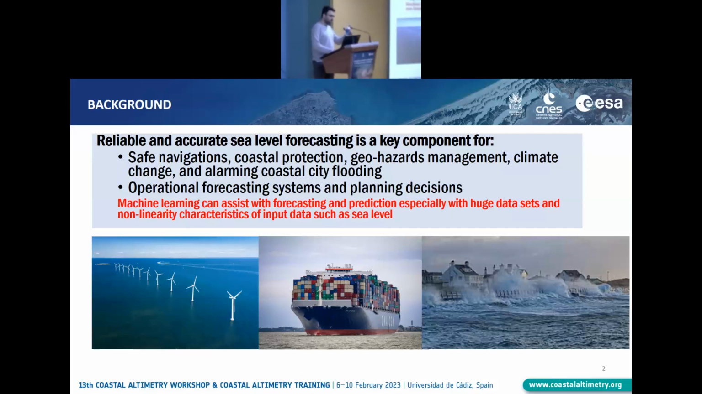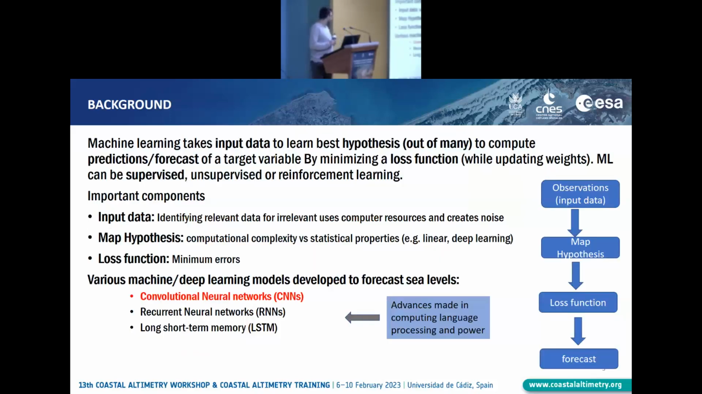like the non-linear relationships we have for sea level, actually. And I want to give some initial background on machine learning, because I think this is the only presentation on this topic at this workshop. So machine learning has different components. The first is input data, a set of predictors or observations, and it tries to find the best function or the best hypothesis by minimizing the loss function to have a final forecasting model.